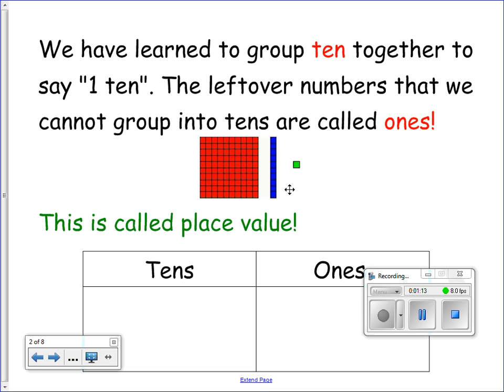So as you can see, this block is 100, this long is worth 10, and this block is worth 1, or cube. So we've learned to draw our numbers using pictures of base 10 blocks.